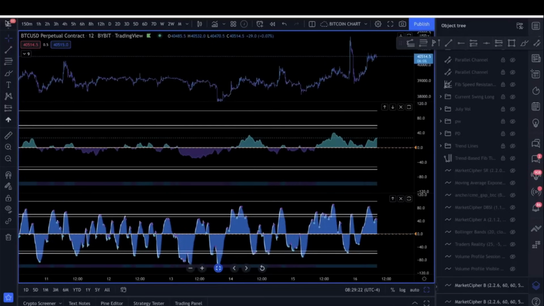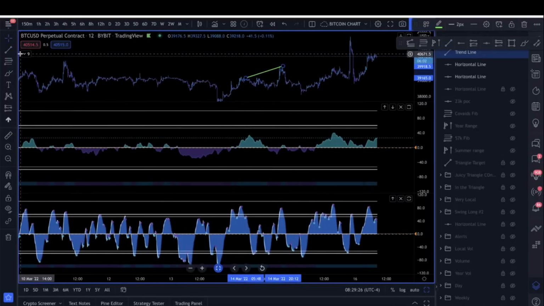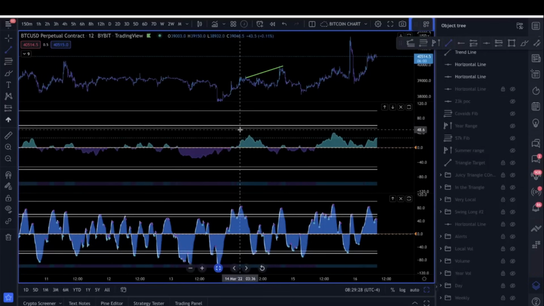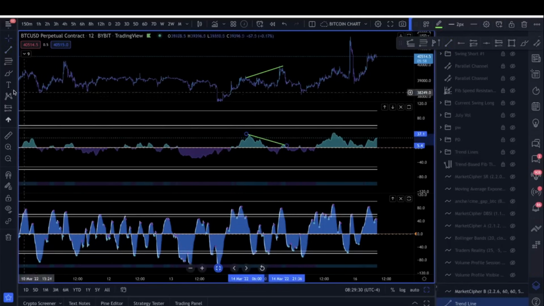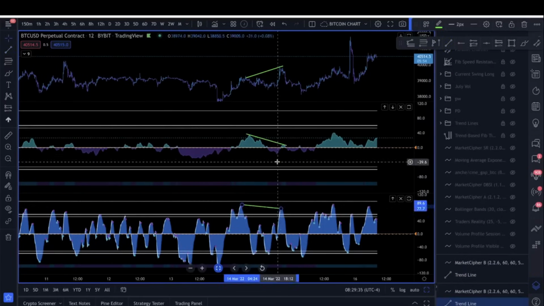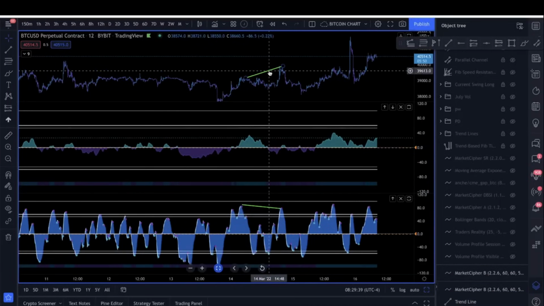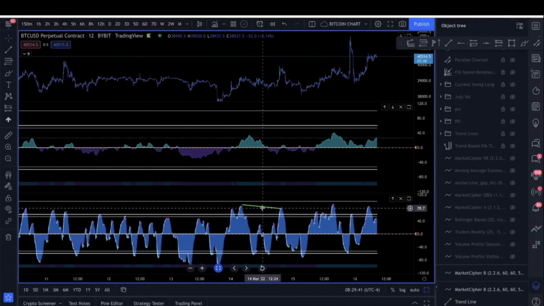And then look at this. We come up to the top of this move, and what do we have right here? We have the money flow getting much, much lower as we have the momentum waves also getting lower. And boom, that's wonderful right there. A beautiful short trade.